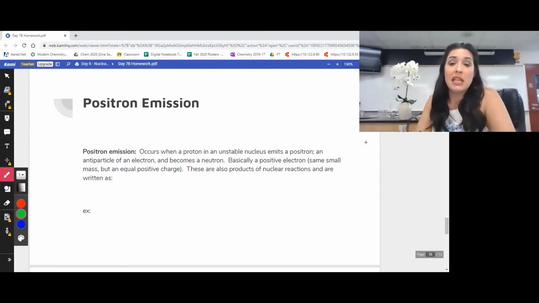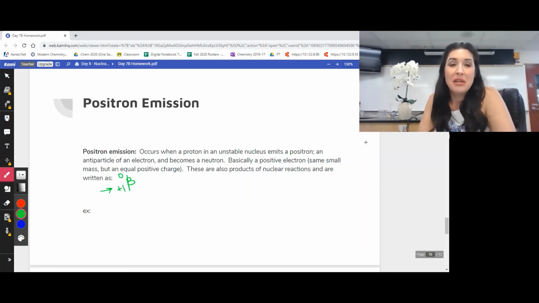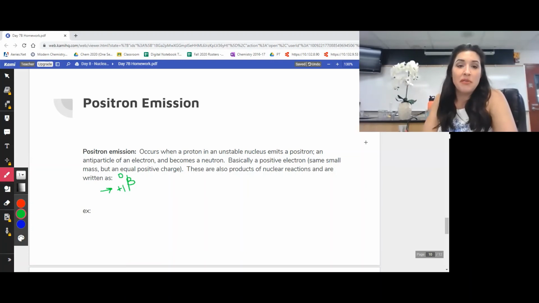So basically, this neutron kicks off its positive component. It has a small mass, but an equal positive charge to an electron. And the way that we write a positron is very similar to the way we wrote a beta particle, but it has an opposite atomic number down there because it's got a positive component to it. So here's an example of writing a decay, a positron emission.